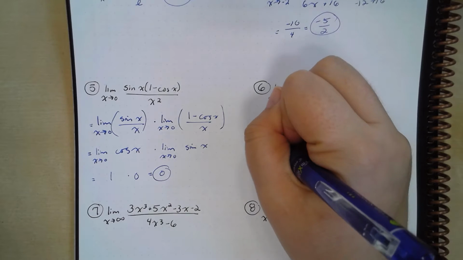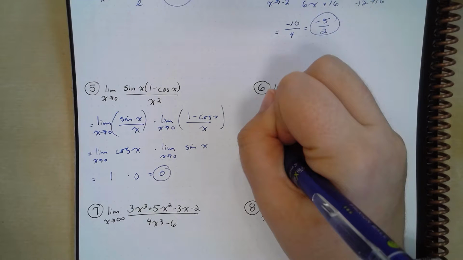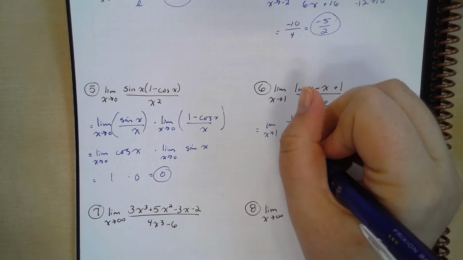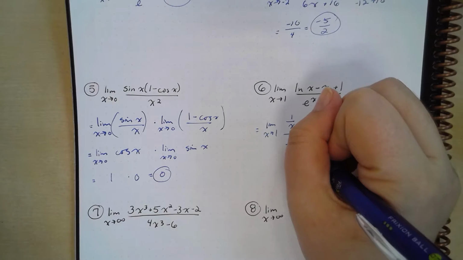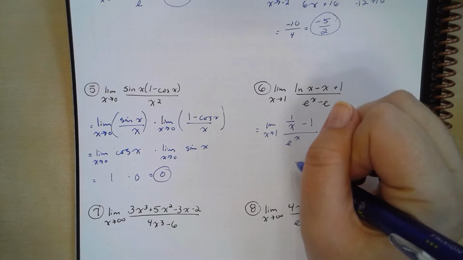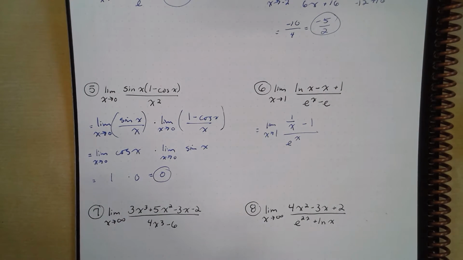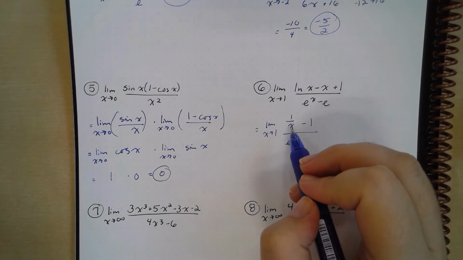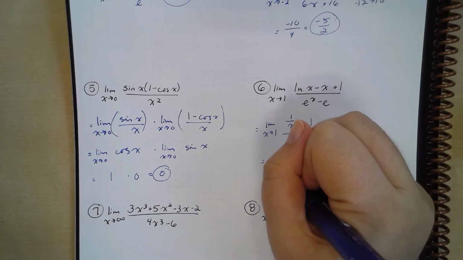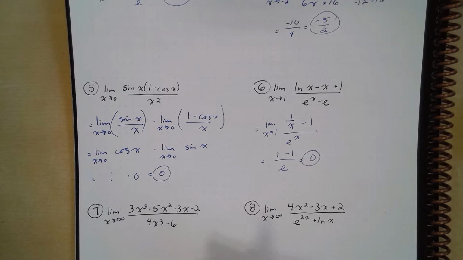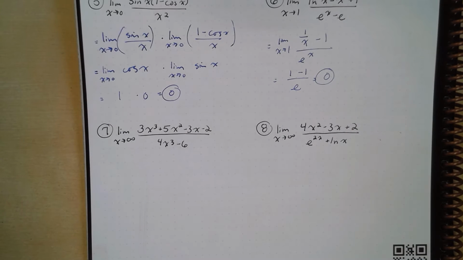The limit as x approaches 1 of what's going to be 1 over x minus 1 over e to the x, right? So now we're going to have 1 over 1, so I guess this is just going to be 1 minus 1 over e, yeah, which is just going to equal 0. Okay, that one wasn't too bad.